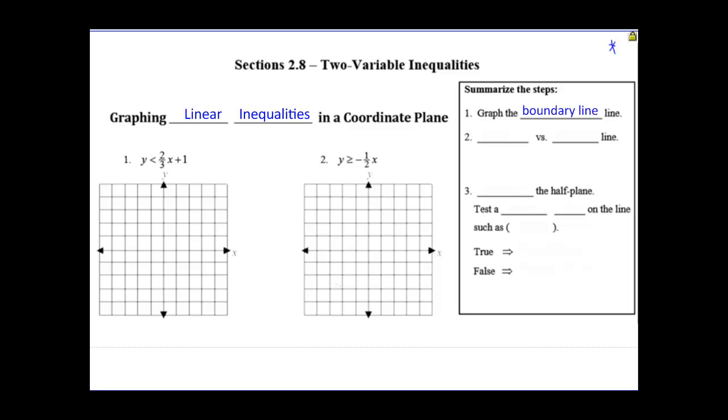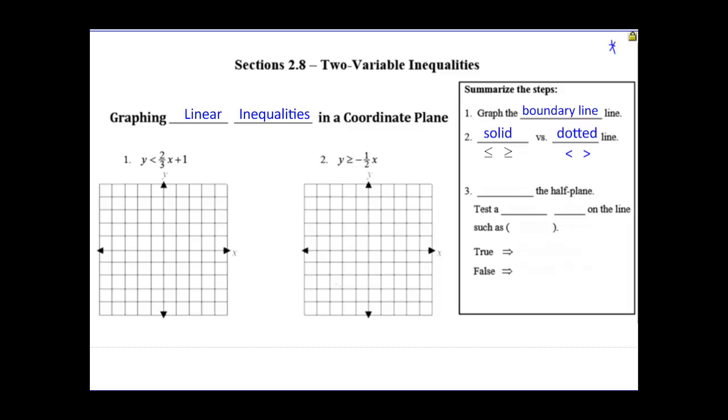Okay, and then with the boundary line, we're going to look at, is it solid versus dotted? So if you see the symbols there, solid, if it has an equal to sign under it, we're going to draw a continuous line all the way through. And if it has no equal to, then all the points on that line are not supposed to be a solution. So we're going to use the dotted line.